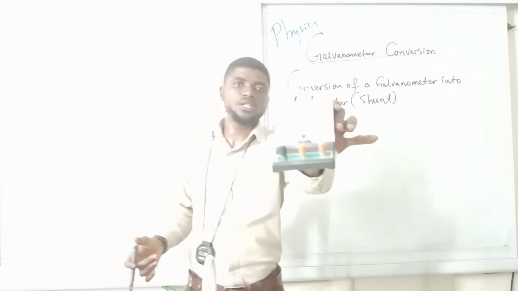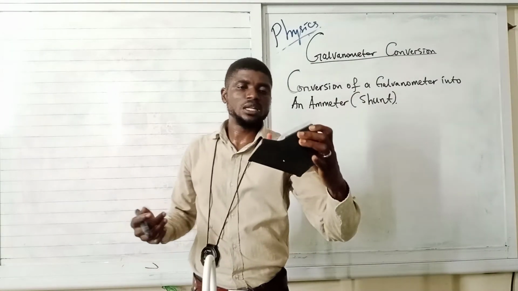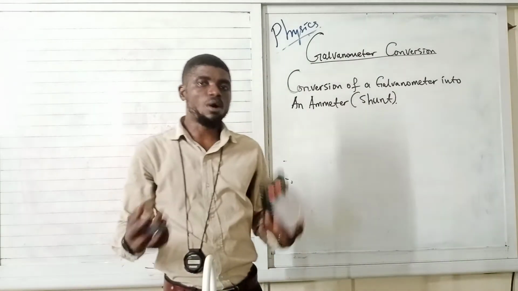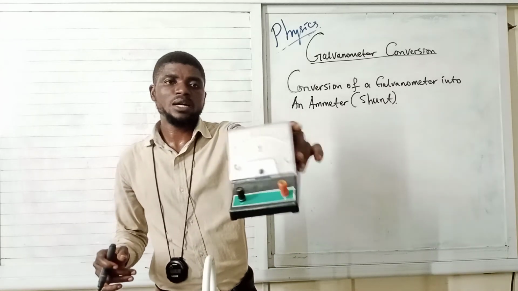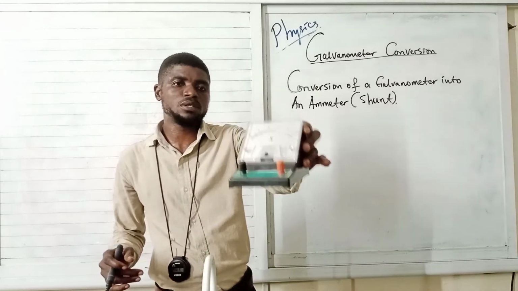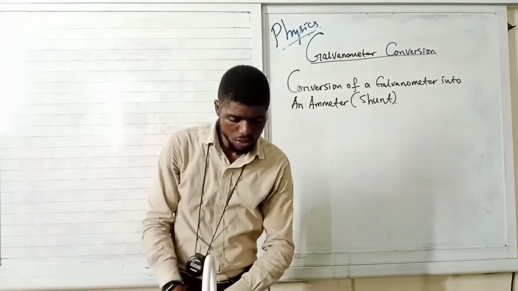Before me, this is an ammeter. An ammeter is an instrument that is used in measuring electric currents. Here is a voltmeter. A voltmeter is an electrical device that is used in measuring potential difference in circuits.